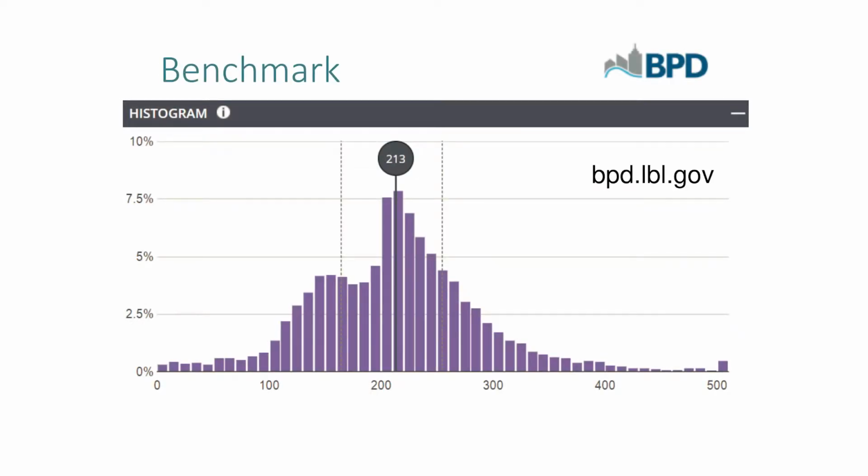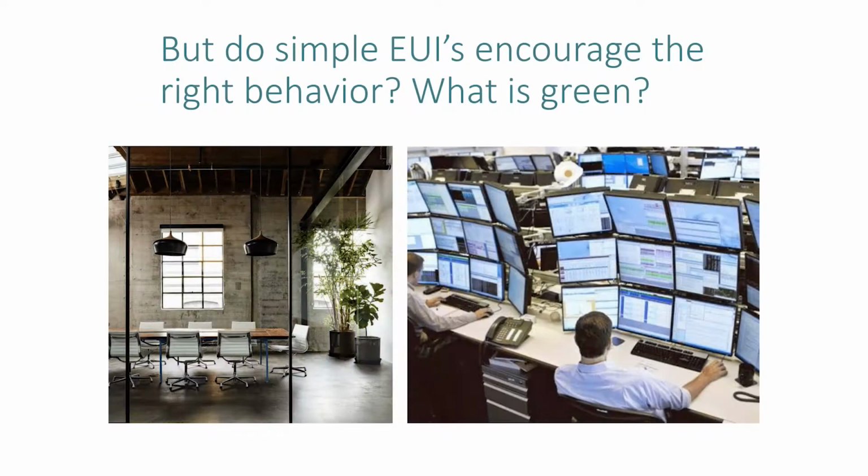So here's a screenshot of the Building Performance Database, one of my favorites. Then there's the whole other argument around EUIs, and this comes mostly out of New York, where the question is: is a low EUI even a good thing? Is that a goal worth shooting for?